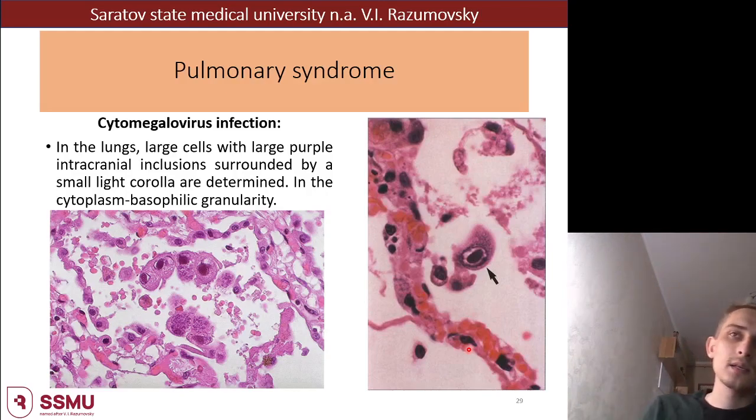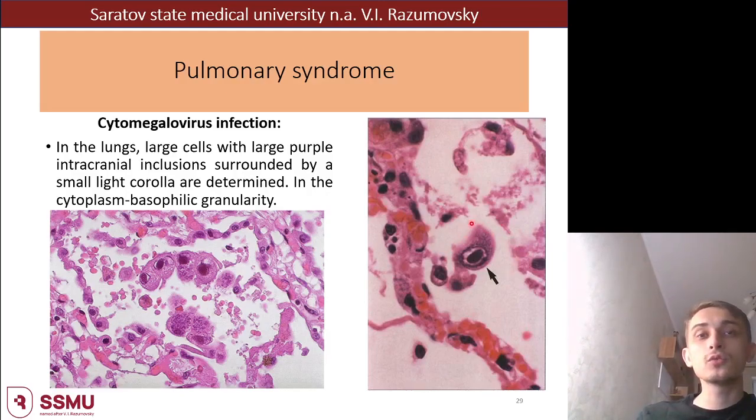The next step of pulmonary syndrome is cytomegalovirus infection, and for cytomegalovirus infection typical are huge cells with huge, big nuclei, and with a light corona in the center. And also we can see basophilic granulation in these cells. So these cells are typical for cytomegalovirus infection, according to morphology.